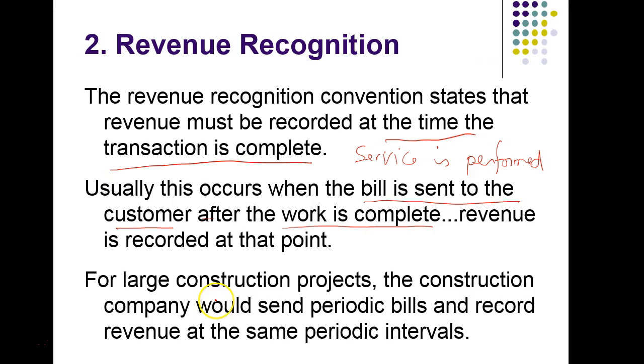For large construction projects, like remember when the school redid the windows, that took a couple of years to complete that construction. The construction company would send periodic bills and record the revenue at the same periodic intervals. So revenue would be recorded when the bills were sent out for long-term projects.